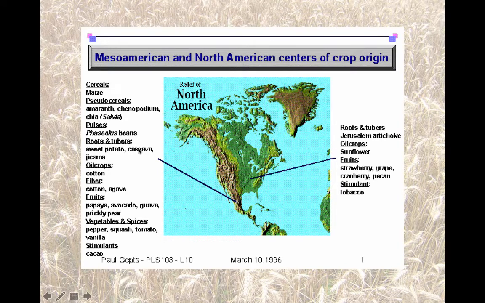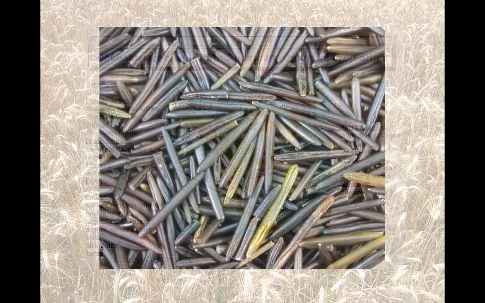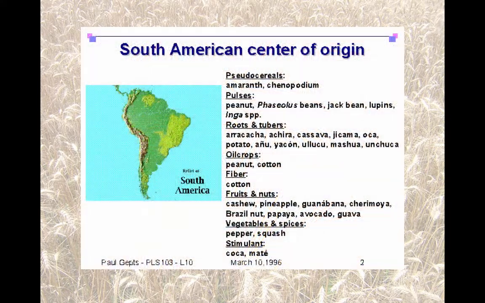Sweet potato, cassava, jicama, oil crops, cotton actually for fiber as well. Agave, agave for tequila. Fruits, papaya, avocado, guava, prickly pear, and vegetables, peppers, squashes, tomato, and vanilla as a spice. We're going to talk about that later. And the stimulants, cacao or cocoa. There's some wild rice. Totally different species than white rice.